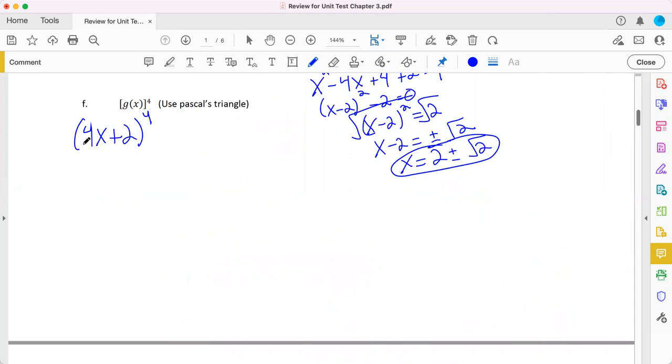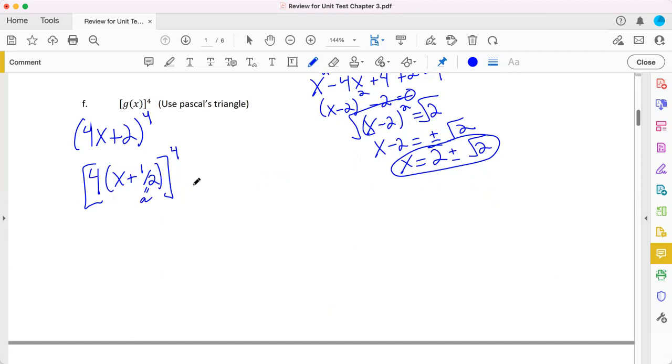Can we factor out anything from here? Yeah, you could do 2, but what if you did 4? And said that this is all still being taken to the 4th power. It makes sense. It'll work. You can say this is your A term, and we'll hold off on the 4 to the 4th.